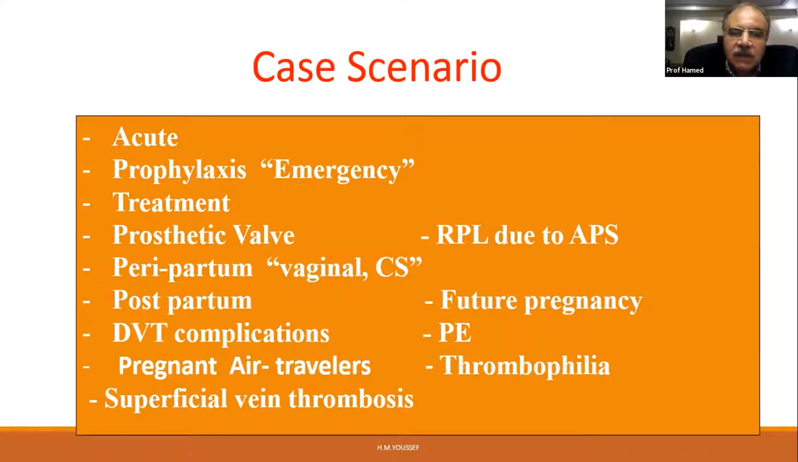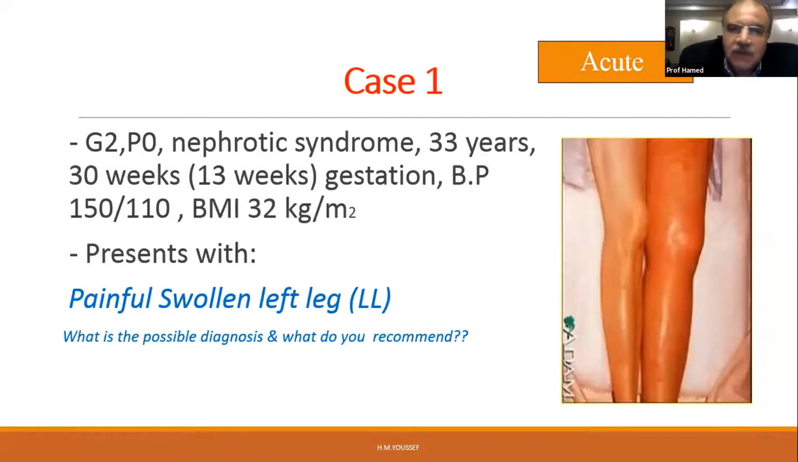And then what are the DVT complications and how to avoid them, and how to suspect the occurrence of pulmonary embolism. And we will present again the pregnant air traveler, the patient with thrombophilia, and the patient with superficial vein thrombosis. So these are 14 rare cases. We will discuss these cases, but I need the participants to be with me, if it is allowed, just one participant to answer each question.